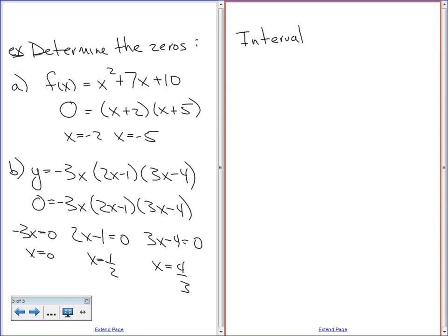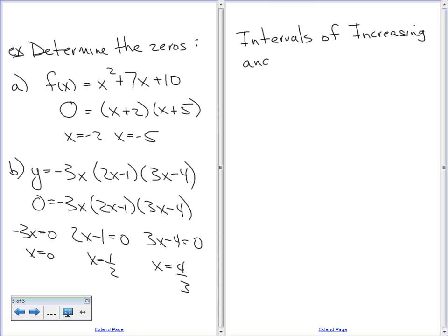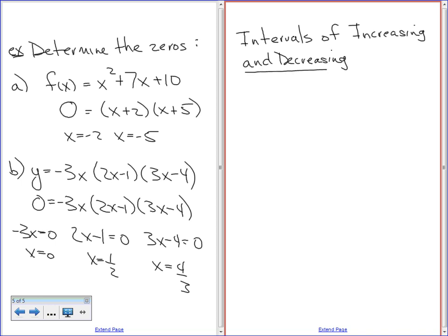So some more definitions. Intervals of increasing and decreasing. Everything in mathematics is read to the right-hand side. So if you're reading a graph, you read it towards the right-hand side. If the function of the graph is going upwards, then you say it's increasing. If the function of the graph is going downwards, then you say it's decreasing. You never say something's going up to the left. Okay, always towards the right.